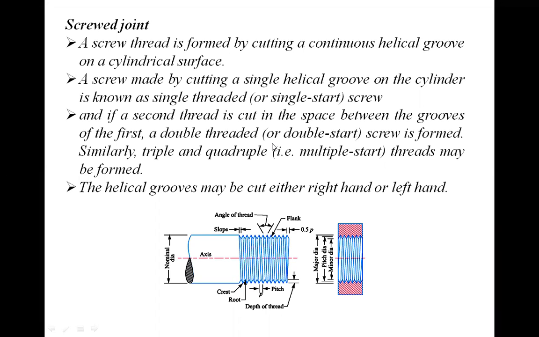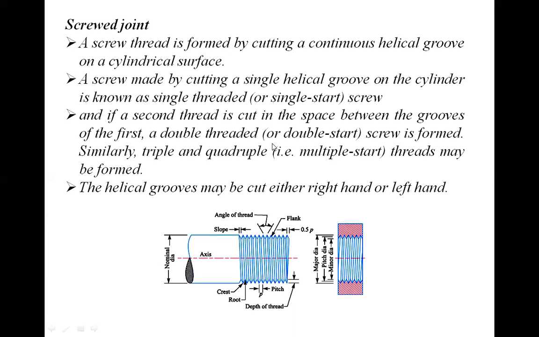After welded joint, the next joint that we are going to see today is the screw joint. Already we know what are the different types of screw and what is the use of the screw joint. We are going to focus on design of the screw.